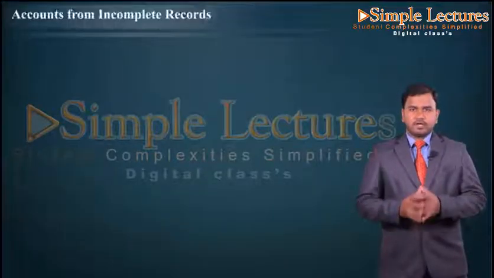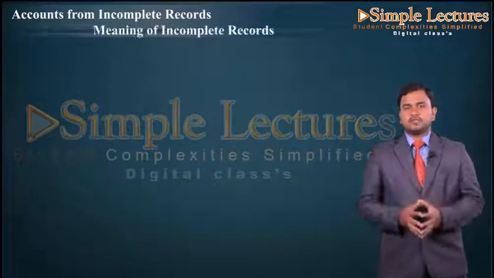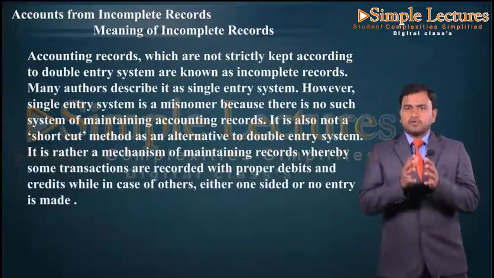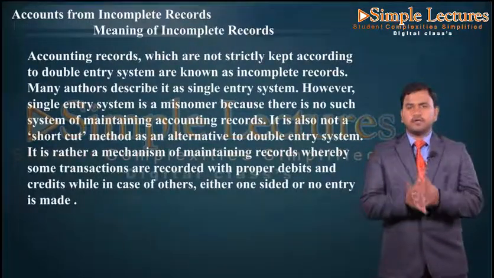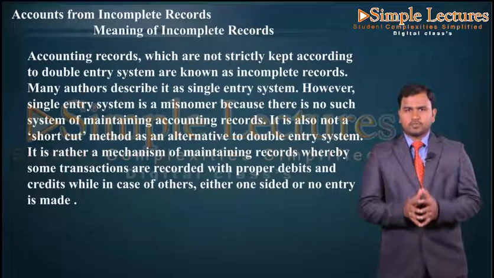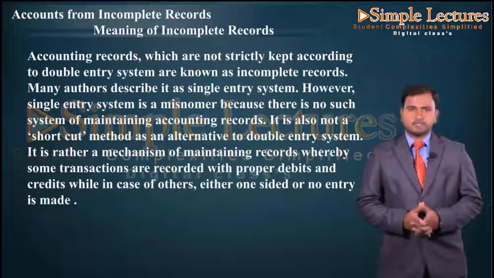Chapter 11, Accounting from Incomplete Records. So here, let us see what is the meaning of incomplete records. Accounting records which are not strictly kept according to double entry system are known as incomplete records. Many authors described it as a single entry system.